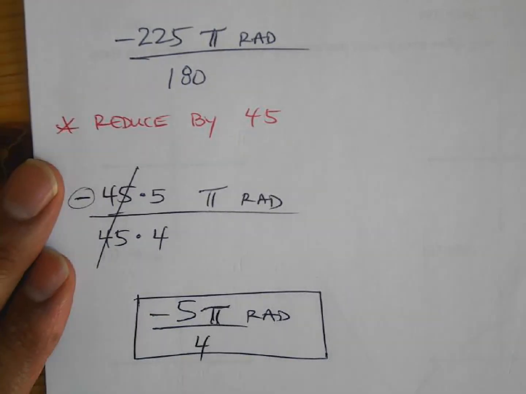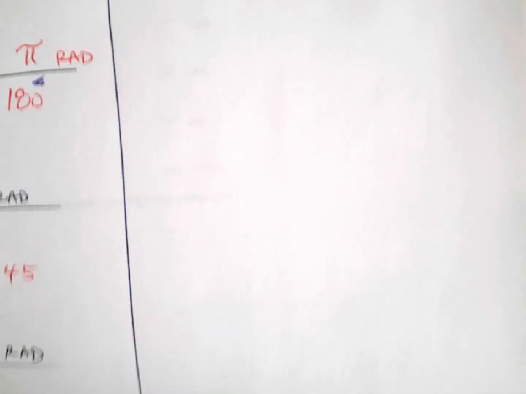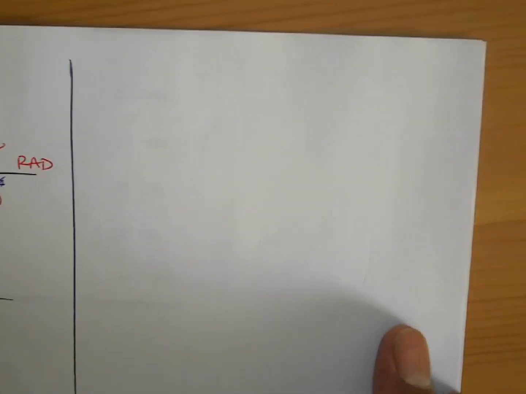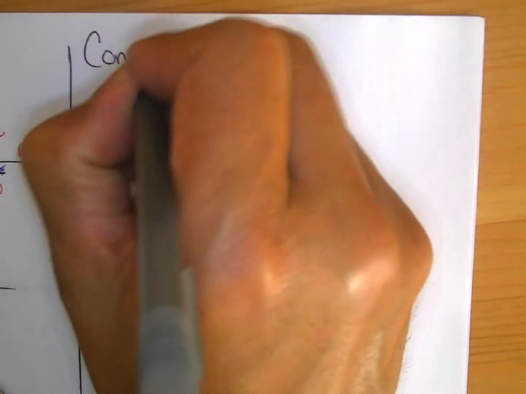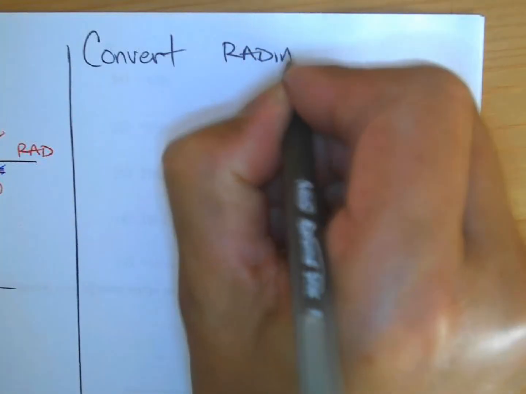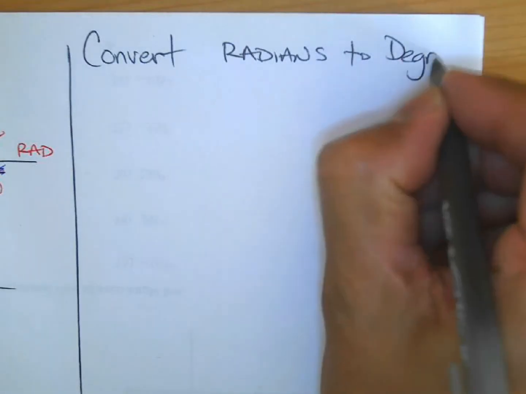All right. Now let's go the other way. It's going to be very similar. What do I mean go the other way? Now, what if you start with a radian and you're going to convert it to degrees? So convert radians to what? Degrees.